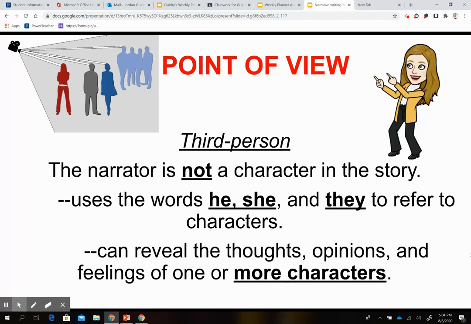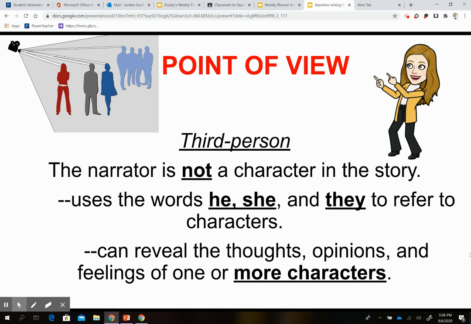Our next point of view is third person. For third person, the narrator is not a character in the story. The narrator uses words like he, she, and they to refer to characters and can reveal the thoughts, opinions, and feelings of more than one character. There are three types of third person points of view.